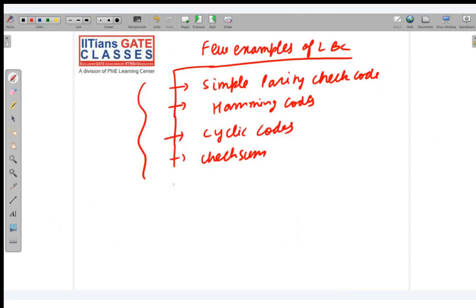All of them are very important, and questions have been asked in GATE from these topics. So we will study one by one. First is simple parity check code. So take a snapshot. In the next slide, we will start simple parity check code.